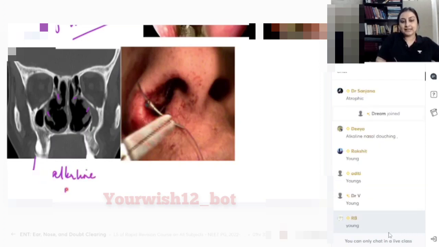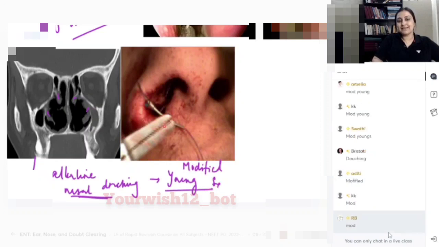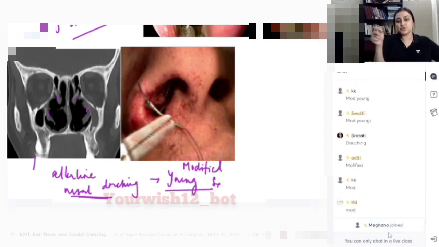So that is going to be alkaline nasal douching. So remember, Young's पहले नहीं करेंगे. The first thing we will do is alkaline nasal douching. Following that we do Young's, modified Young's या normal Young. कभी पूछे तो modified ही करेंगे obviously. We do modified Young's surgery where I will keep the nasal cavity small, है ना, उसको छोटा कर देंगे.